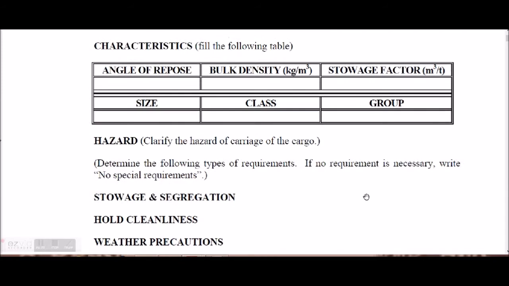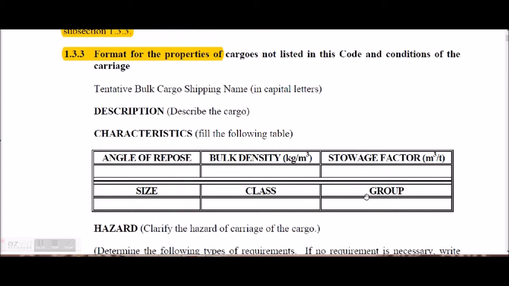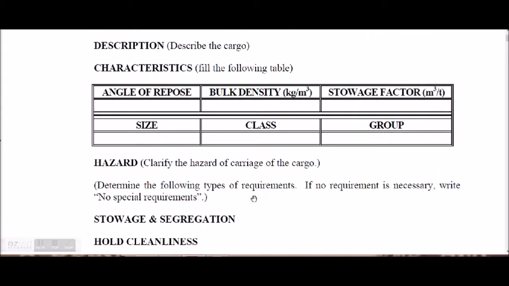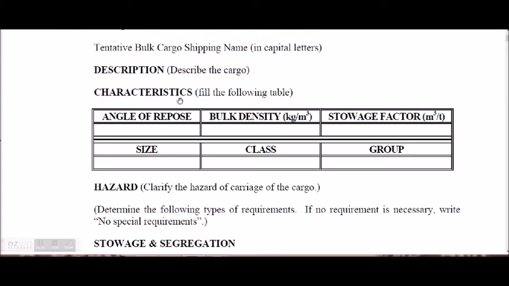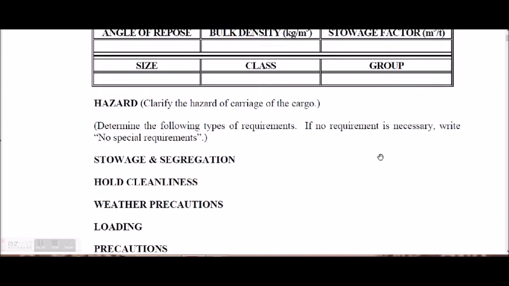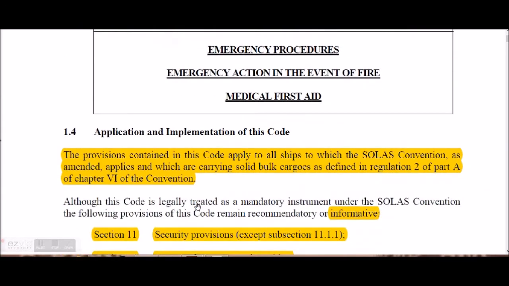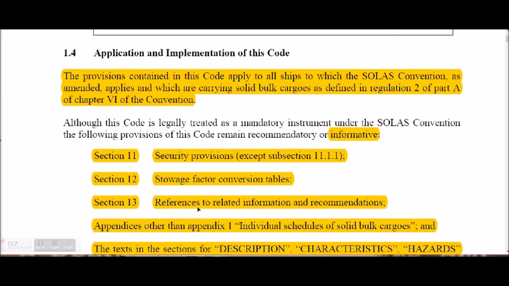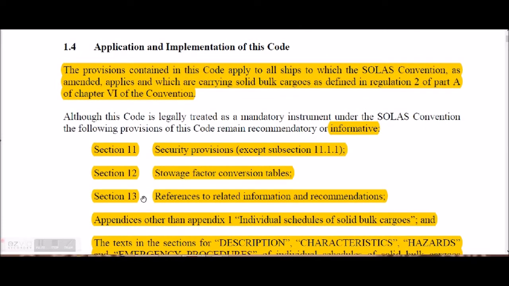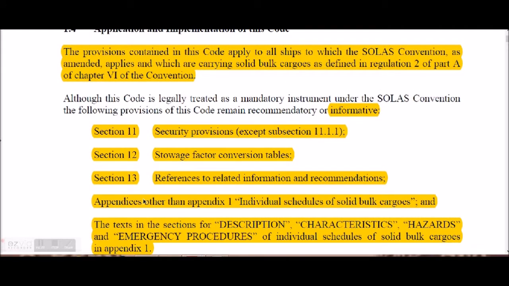Means this is just a format in which all the cargo, whether it is iron, whether it is sulfur, whether it is wood pallet, whether it is anything else, phosphate or something, all these will have the same format. Same format means all the cargoes will have the same things, like description, like shipping name. They will have descriptions, characteristics, what is their angle of repose, size, bulk density, class, stowage, group, what are the hazards related with it, stowage and segregation, how to do it, hold cleaning, then weather precautions, loading precautions, ventilation, carriage, all these will be there. Then discharge, cleanup, emergency procedures, this will be there. Now, sections number 11 to 13, as well as, now it will come to 14 also, are informative.